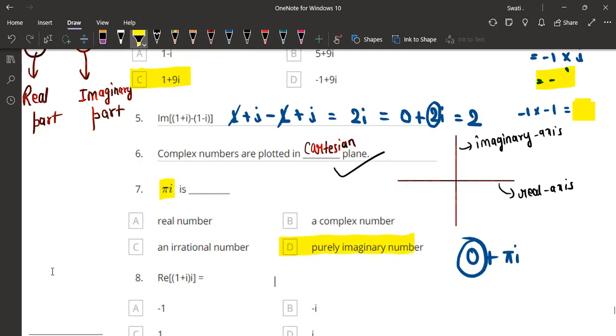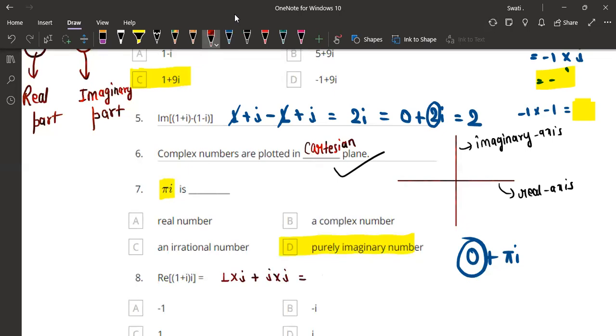Let's go to the next part. Next question: find the real part of 1 plus i times i. We need to simplify this and find the real part. So this is 1 plus i into i. What is 1 into i? Using the distributive property, plus what is i into i?